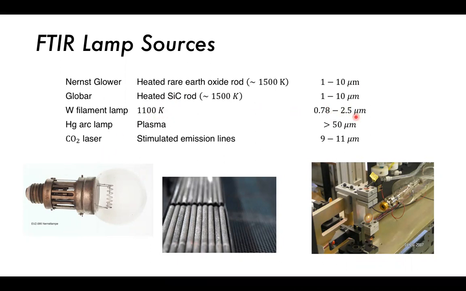This is the one probably most common because of its relatively low cost, and also the fact that it covers the majority of the mid IR region, which is generally what we're measuring. It's usually the most meaningful for our measurements. And we also have things like mercury arc lamps, carbon dioxide lasers, which are useful in different regions.